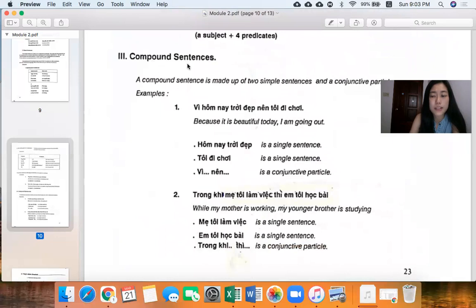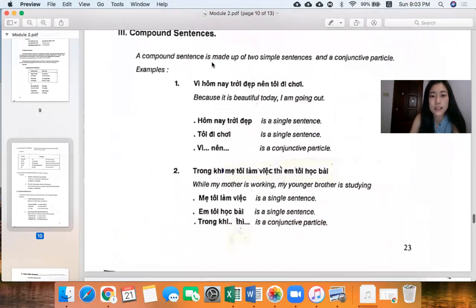3. Compounded sentences. A compounded sentence is made up of two simple sentences and a conjunctive particle. Examples. 1. Vì hôm nay trời đẹp nên tôi đi chơi. In this sentence, hôm nay trời đẹp is a single sentence. Tôi đi chơi is a second single sentence. Vì nên is a conjunctive particle.